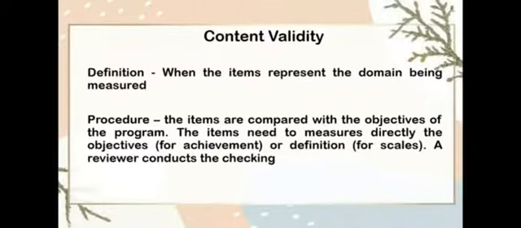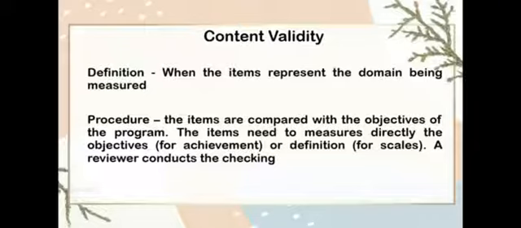One of them is content validity. Content validity is when the items represent the domain being measured. Content validity refers to the extent to which a measure represents all the facets of a given construct. For example, a depression scale may lack content validity if it only assesses the affective dimension of depression but fails to take into account the behavioral dimension.